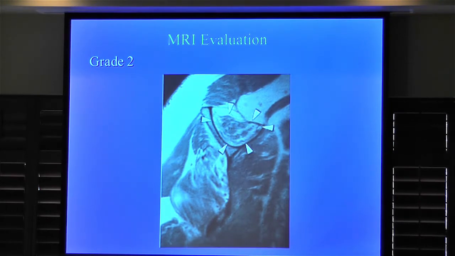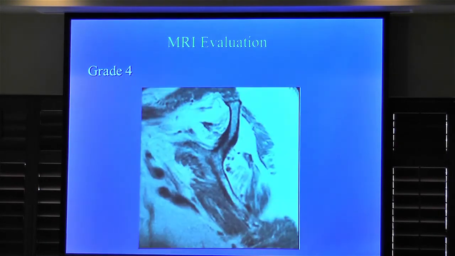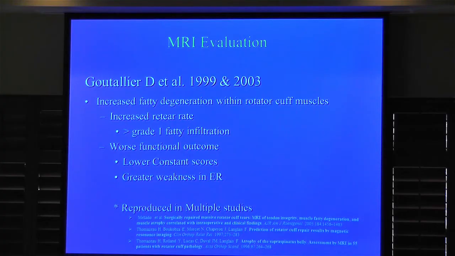But you get up to about 50% at a grade 2, then grade 3, and then on to grade 4. You're starting to look at obliteration of the muscle belly itself with fat infiltration. And when you get to grade 3 and grade 4, it significantly affects our ability to fix these tears successfully. So again, increased fatty degeneration has a higher re-tear rate beyond a grade 1, worse functional outcome, lower Constant scores, and greater weakness in external rotation. A Constant score is analogous.